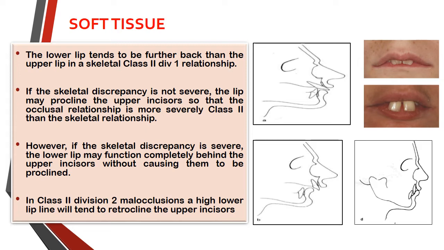In some cases, when we have a shorter clinical crown of the lateral incisor, it will escape the effect of the lower lip and it will either have a normal inclination or sometimes even become proclined due to the effect of the lower lip.